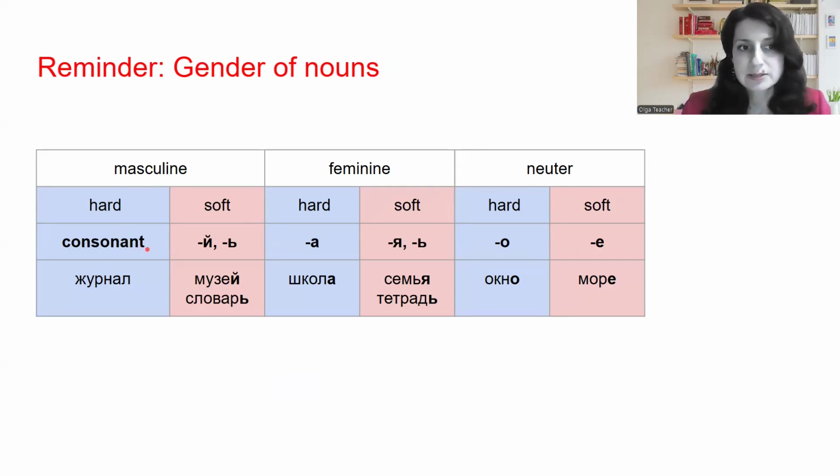If you see a consonant or й, which is also a consonant, и краткая, don't confuse it with и. И is a vowel, yeah, and и краткая, sound y, is a consonant. It's masculine. If it ends with а or я, it's a feminine noun. Also, some masculine and feminine nouns can end with the soft sign. And neuter nouns end with о and е.